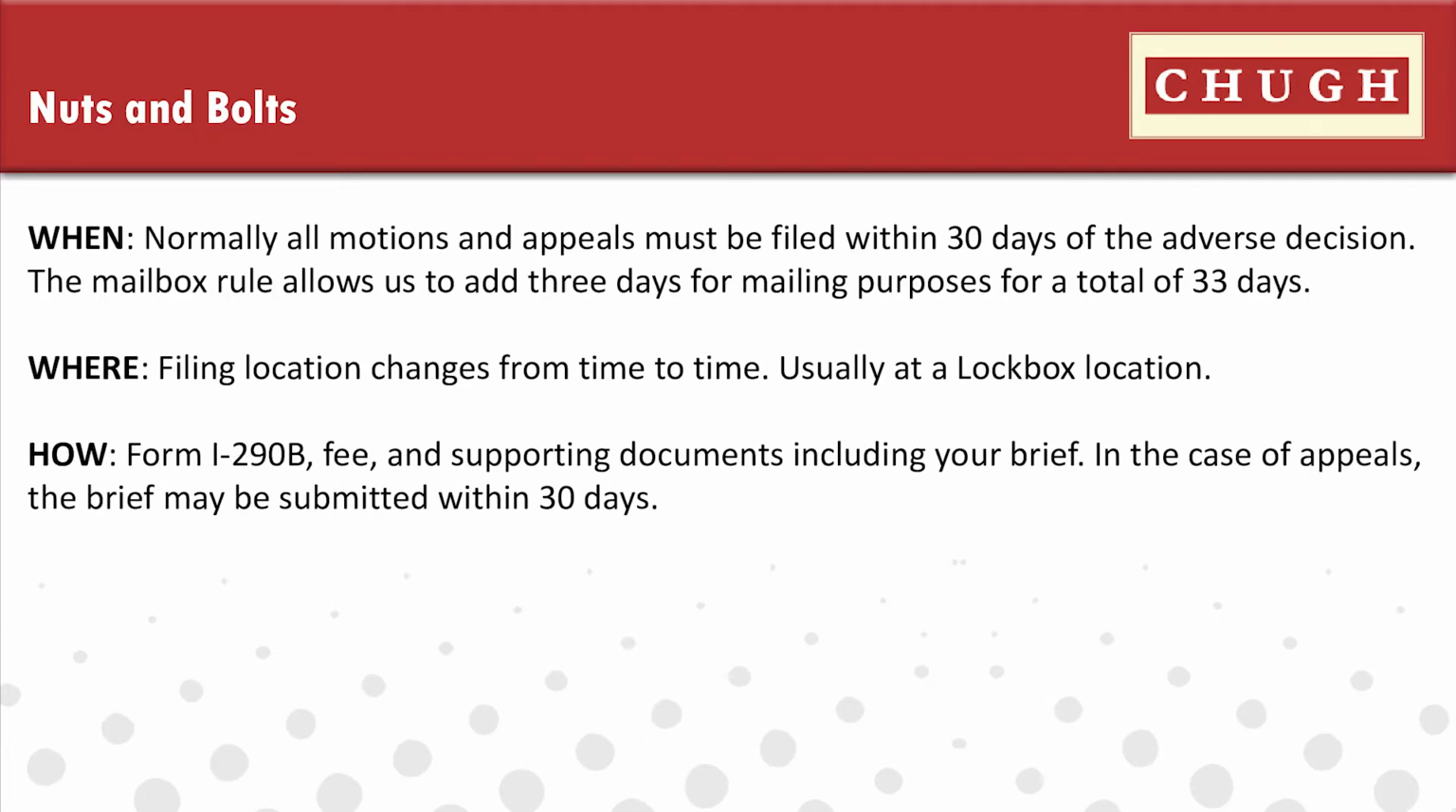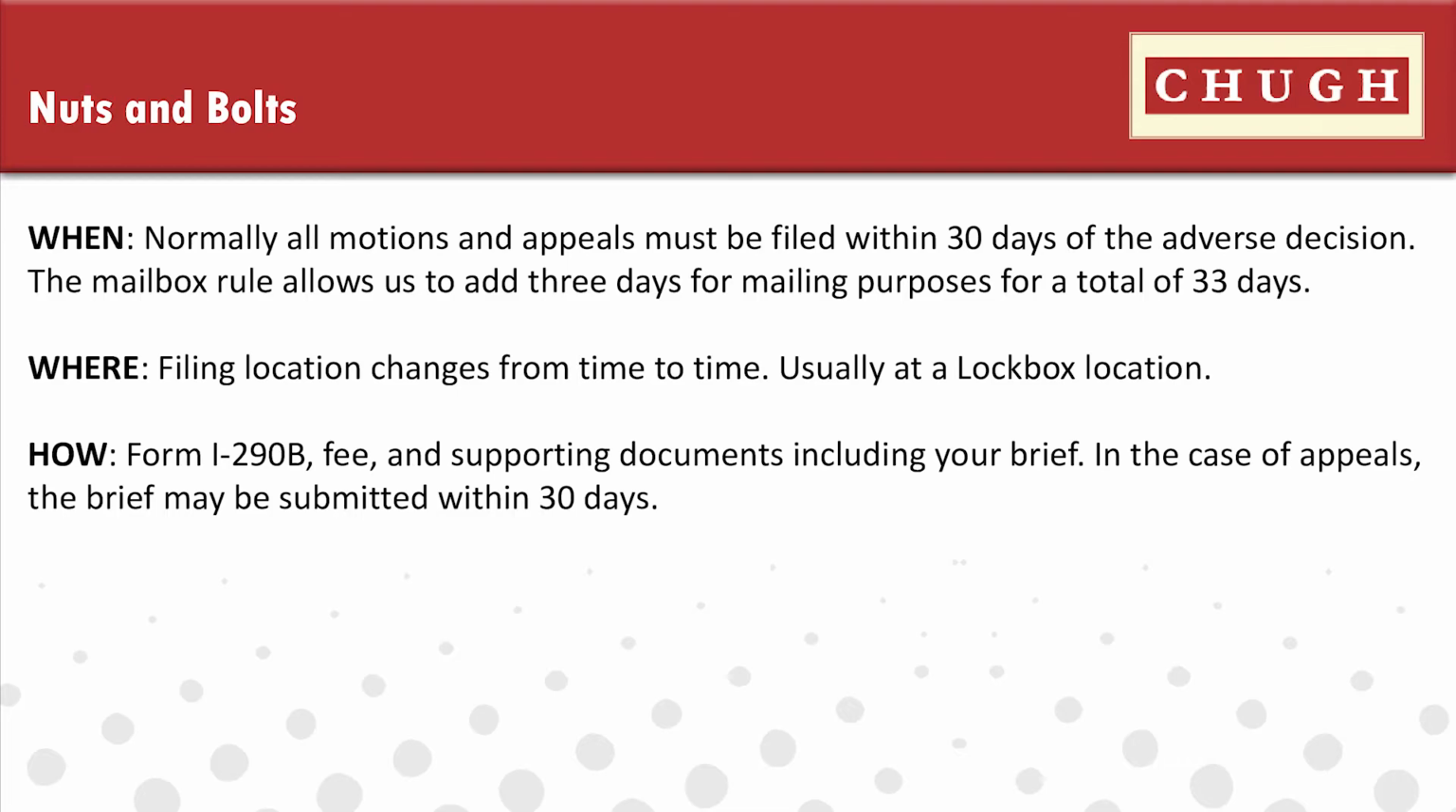So I'll talk a little bit more about the procedural requirements with the motions and appeals. Lee already talked to you about when to title the filing as a motion and when it should be titled an appeal. In terms of timelines, pretty much all motions and appeals should be filed within 30 days of the adverse decision. The mailbox rule allows us to add about 3 more days, and they are very strict about this.